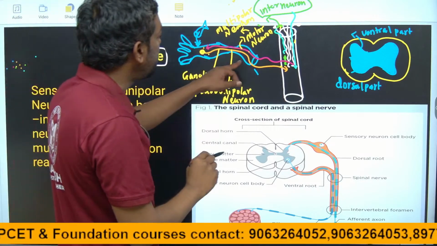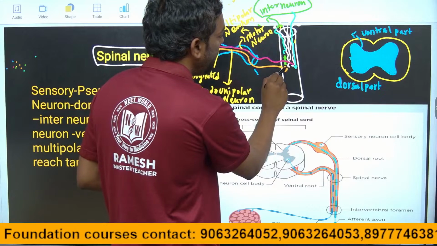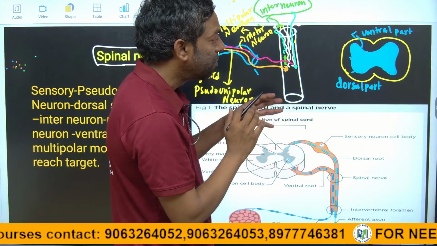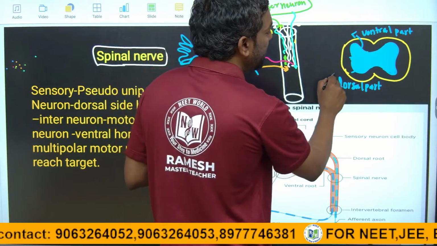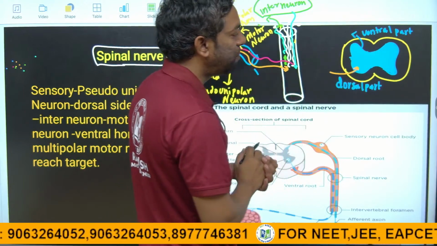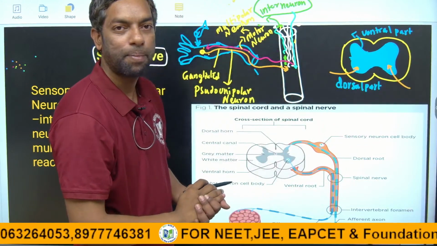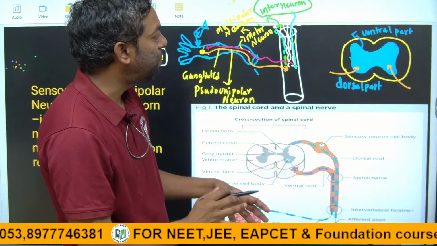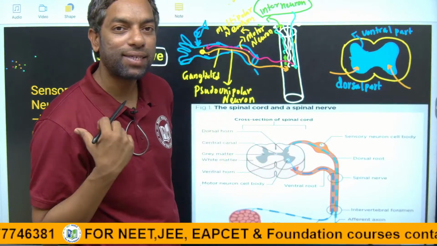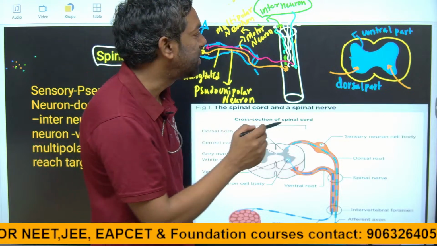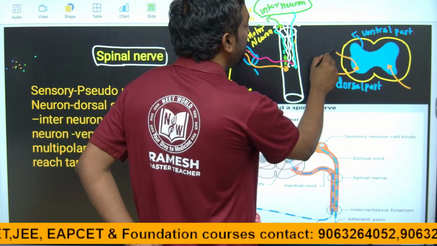Okay. These are the sensory neurons, guys. If sensory neurons reach the spinal cord, they always enter into the dorsal part. From the dorsal part, meaning from the back side, the information always goes through the back side, from the back side into the brain.